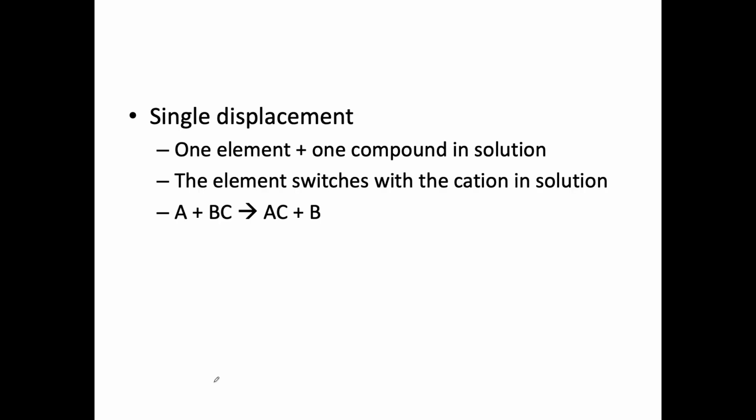So the third one that we're going to talk about is called single displacement. We have 1 element and 1 compound in solution, and the element actually switches with the cation in solution. This happens with more advanced acid-base reactions. For example, we have, let's go, aluminum solid, and we have 3HCl. This is in water. This is hydrochloric acid. And actually, to make this balanced, I'm going to put a 2 in front of here and make this a 6.